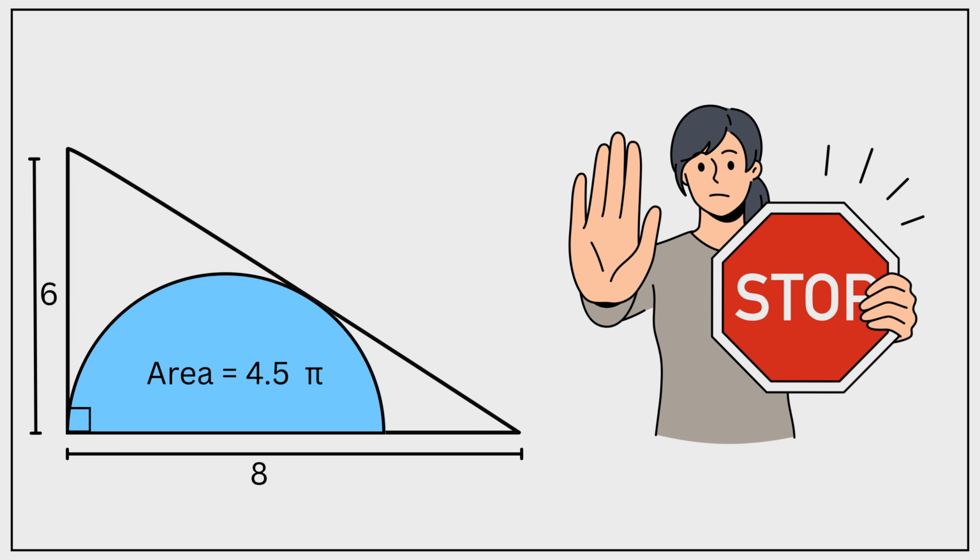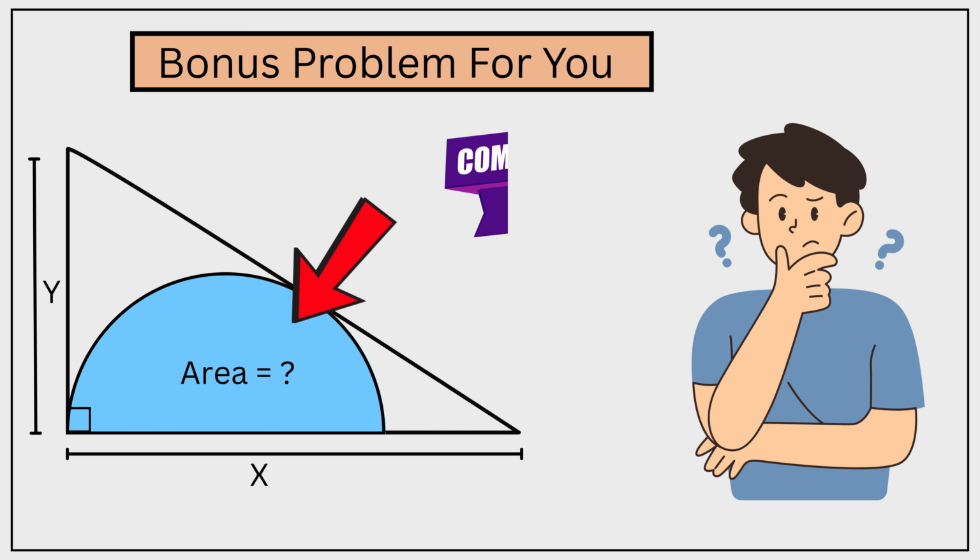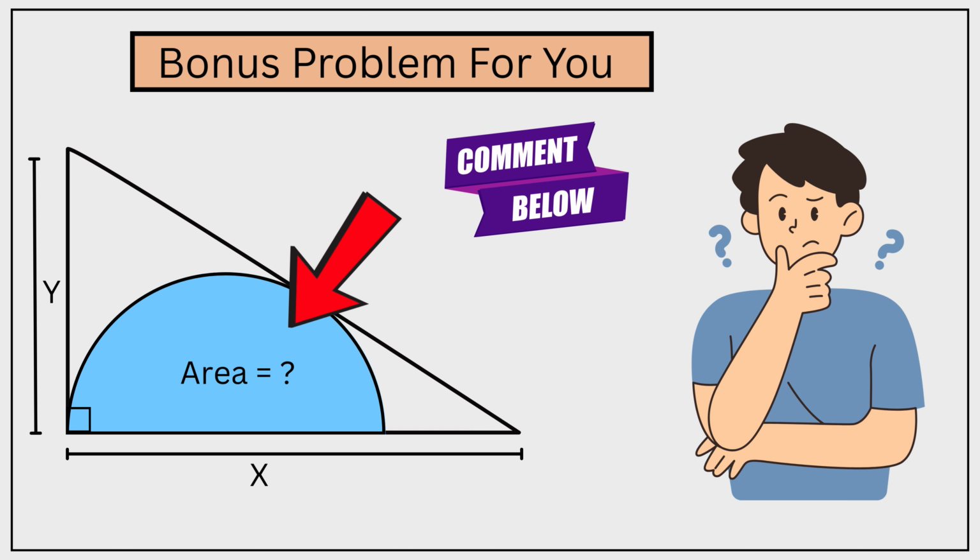But wait, before you go, here is a quick bonus challenge for you. Can you find the area of this same blue shaded semicircle in terms of a variable x and variable y instead of numbers? Think it through and drop your answer in the comments below. Let us see who can figure it out.